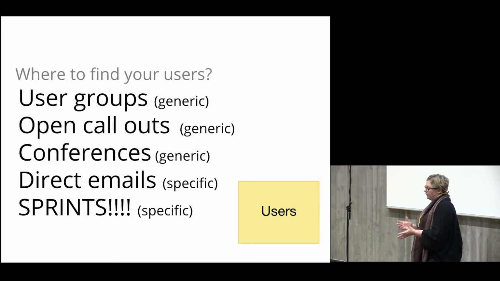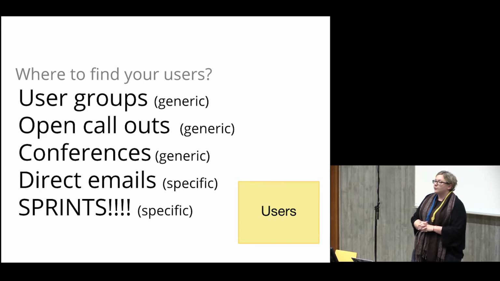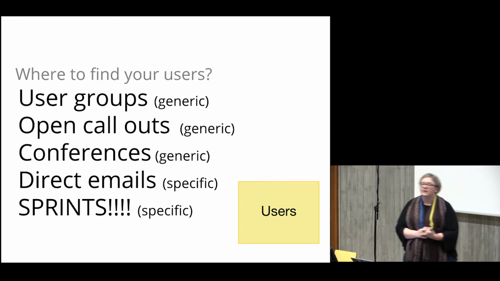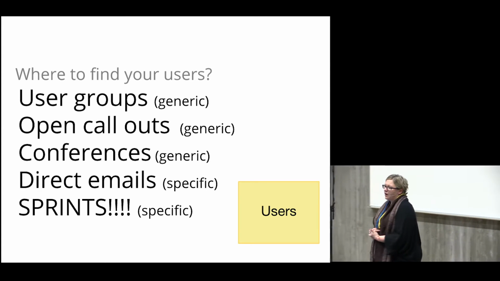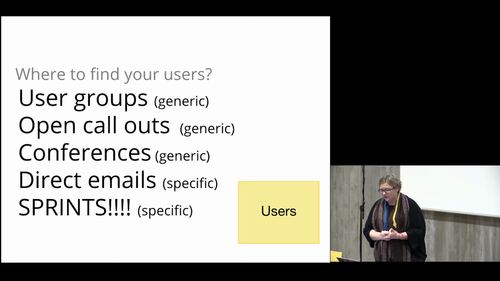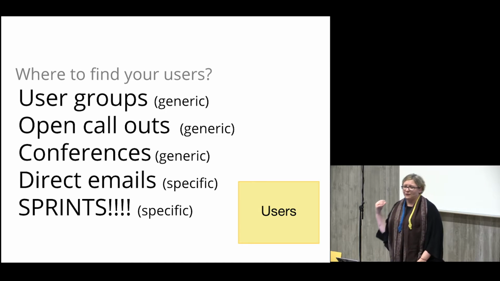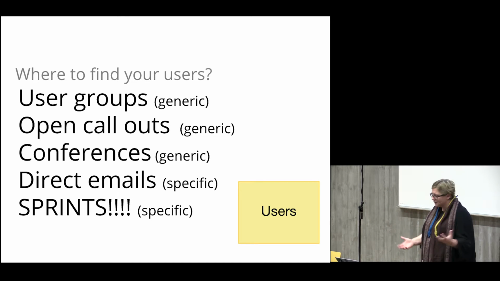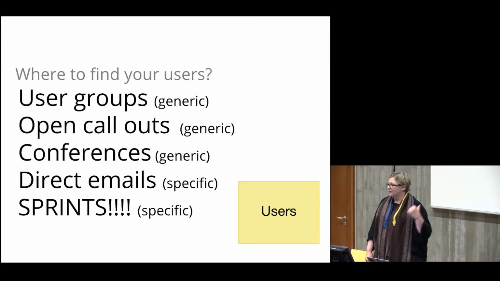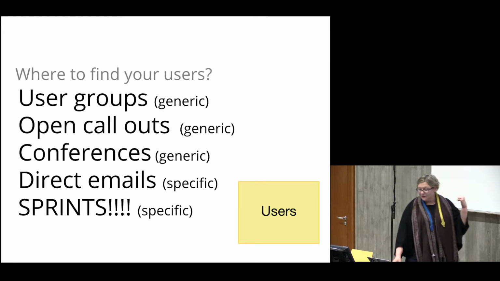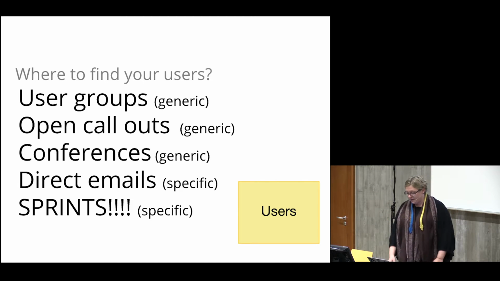So where do you find users? User groups, open call-outs, conferences, direct emails, and sprints. Sprints have been one of the biggest blessings to the project that I've worked on, in both users and contributors. I think for my project, I have had 26 contributors for this little, very specialized project because people just get interested in things. And I know I have at least 40 users that I know of. I don't know how many people, and it's still pre-1.0.